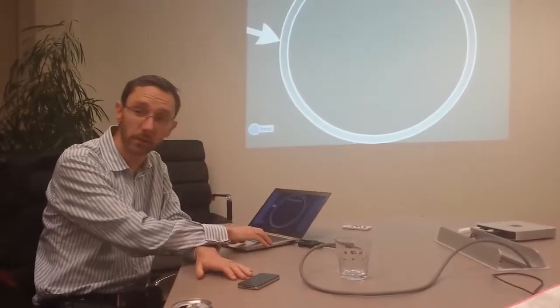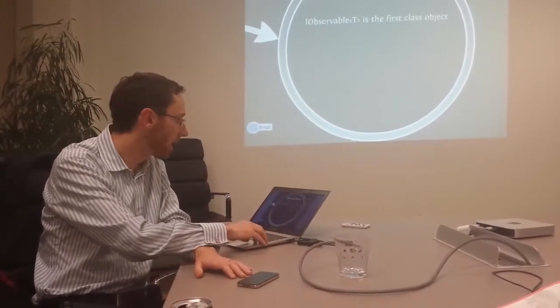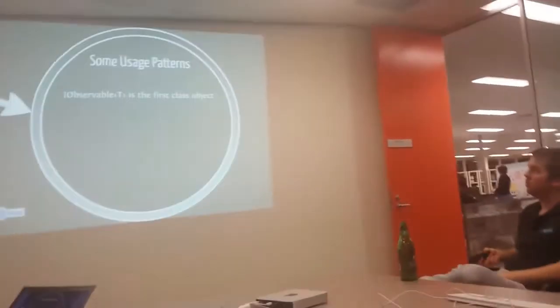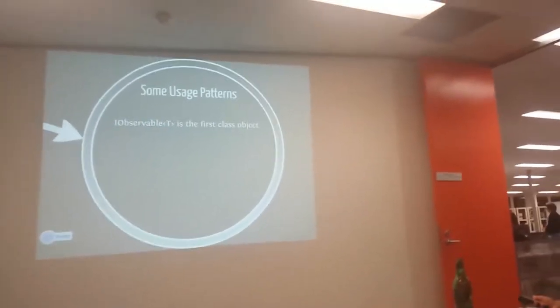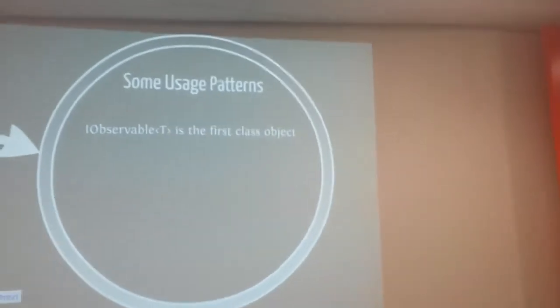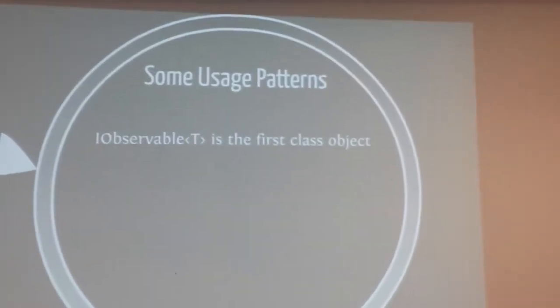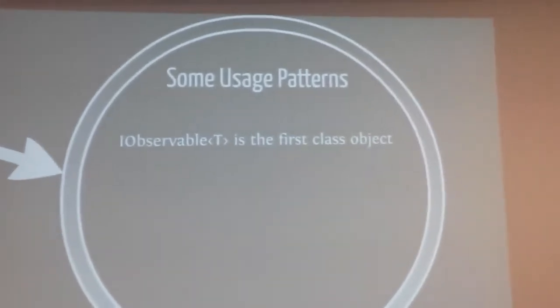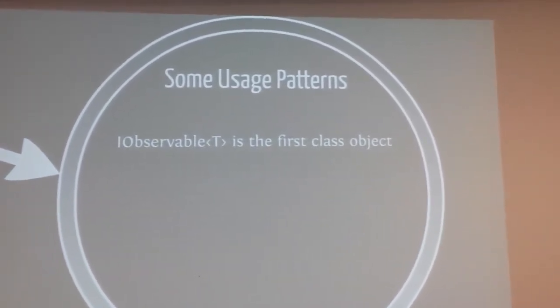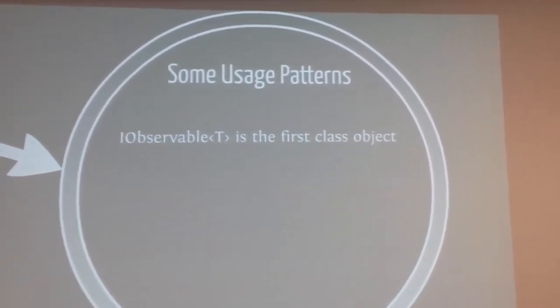So this ties in a bit to the question you were just asking: some usage patterns, hopefully, to keep yourself on the straight and narrow if you're going to try RX. The thing you should be passing around as much as you can is observable. It's the first class object.